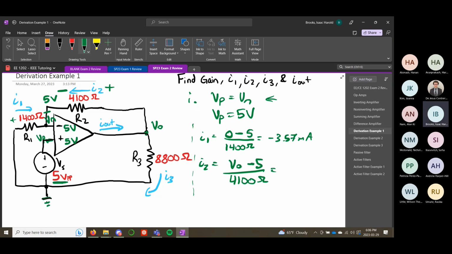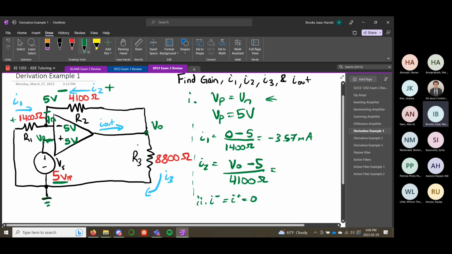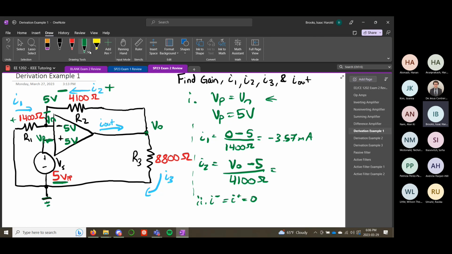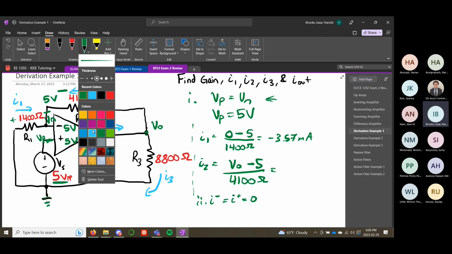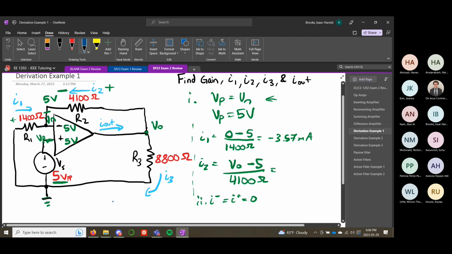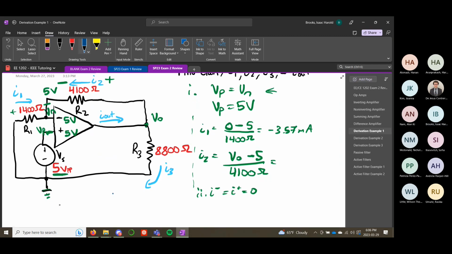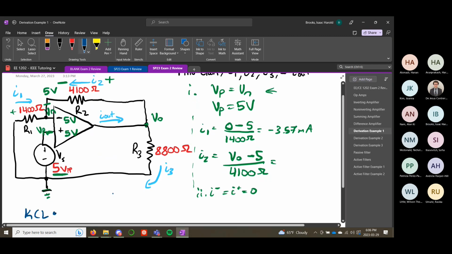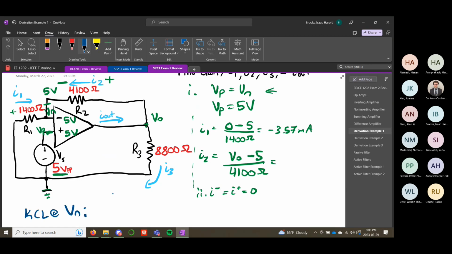But what we do know is our second golden rule, which is that I minus equals I plus equals 0. There's no current going into these op amps at these positive and negative input terminals. So if we switch up the color one more time, just to be confusing, we can do KCL at the negative input. Okay, KCL at this node here.